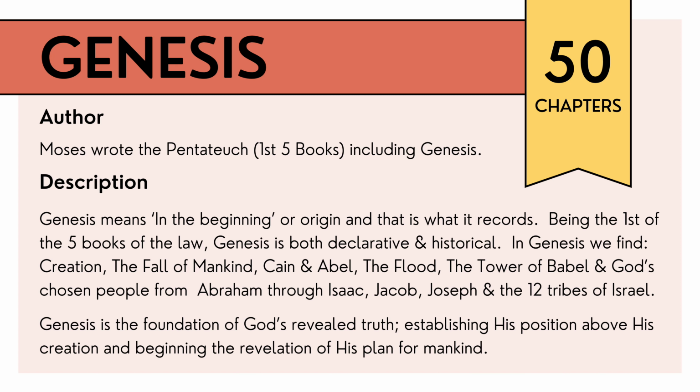The name of his city was Dinhabah. Bela died, and Jobab, the son of Zerah of Bozrah, reigned in his place. Jobab died, and Husham of the land of the Temanites reigned in his place. Husham died, and Hadad, the son of Bedad, who struck Midian in the field of Moab, reigned in his place. The name of his city was Avith. Hadad died, and Samlah of Masrekah reigned in his place.